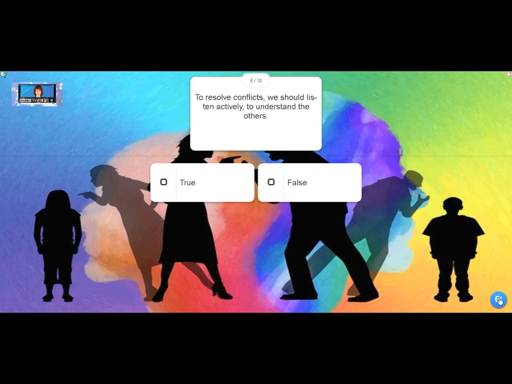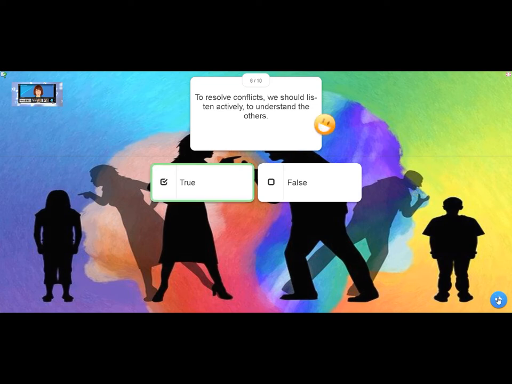To resolve conflicts, we should listen actively to understand the others. This is true. We shouldn't listen in order to give a reply. We should listen in order to see what people are really trying to communicate.